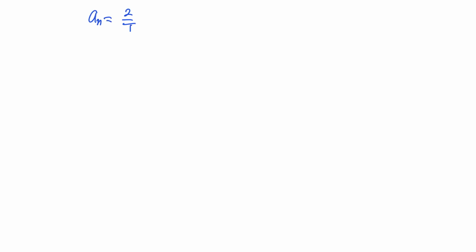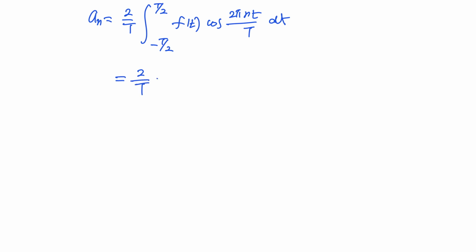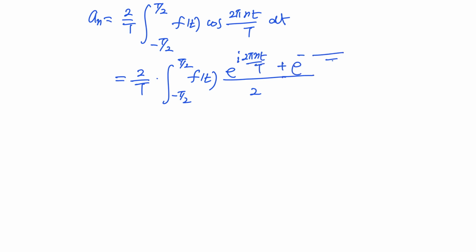An is 2 over T, integral from minus T over 2 to T over 2 of f(t) cosine 2 pi n t over T dt, which is 2 over T times the integral of f(t) times 1 over 2 times exponential i 2 pi n t over T plus exponential minus i 2 pi n t over T dt.